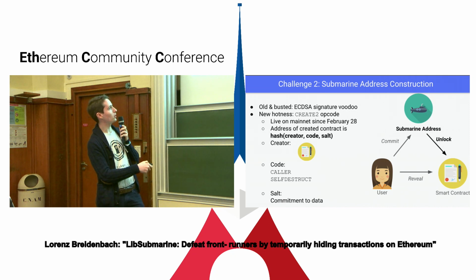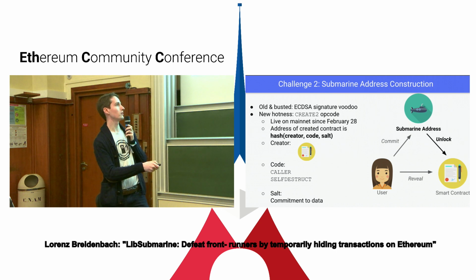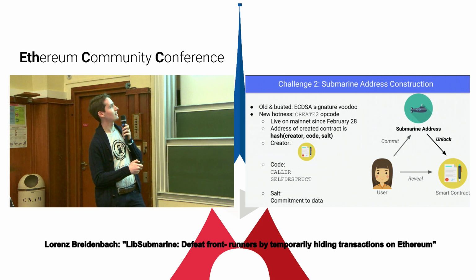And as the salt, we can just use a hash commitment to whatever data the user wants to supply to the smart contract in the reveal stage. So this is neat. It's much simpler than what we had to do before. And I'm very happy that we have a 2-byte smart contract that's useful.